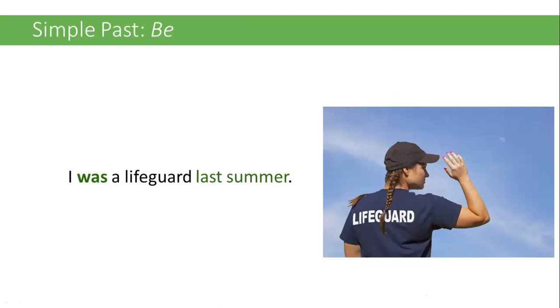Yeah, and then this one, the simple past for be. So as you may know, the simple present for be is am, is, are, right? So when it comes to simple past, you have to use was and were. So for example, I was a lifeguard last summer. So it just happened last summer. Now, for example, I am no longer a lifeguard. I was a lifeguard last summer, but now I'm no longer a lifeguard.